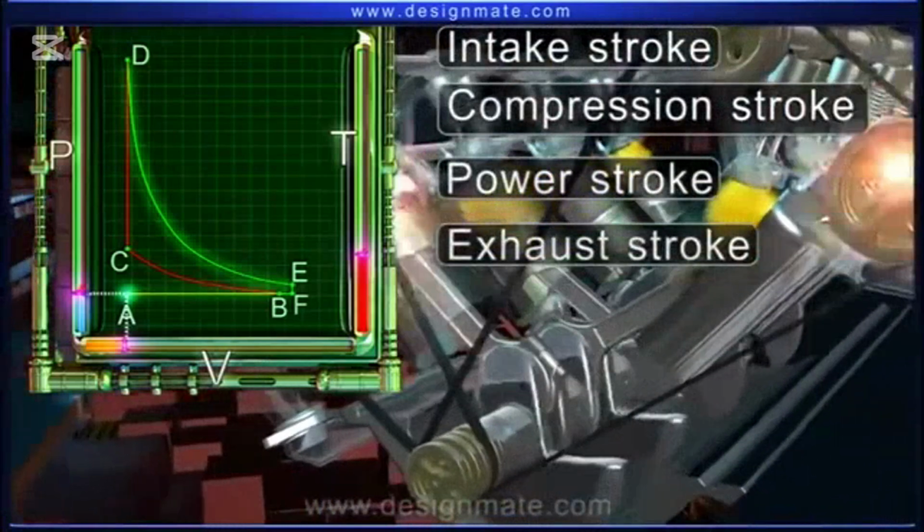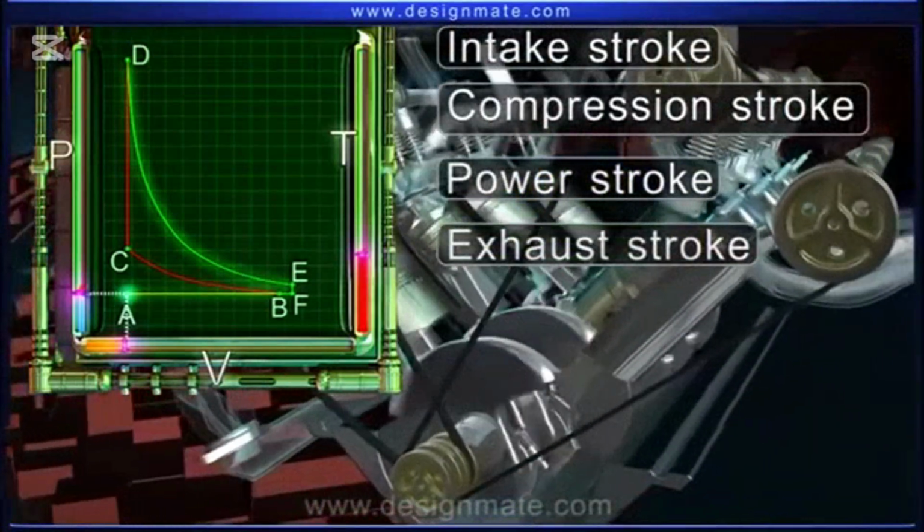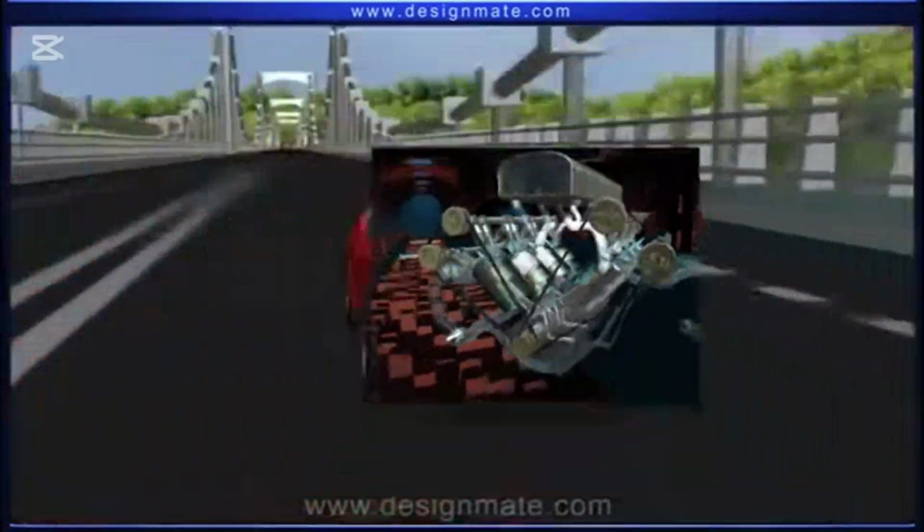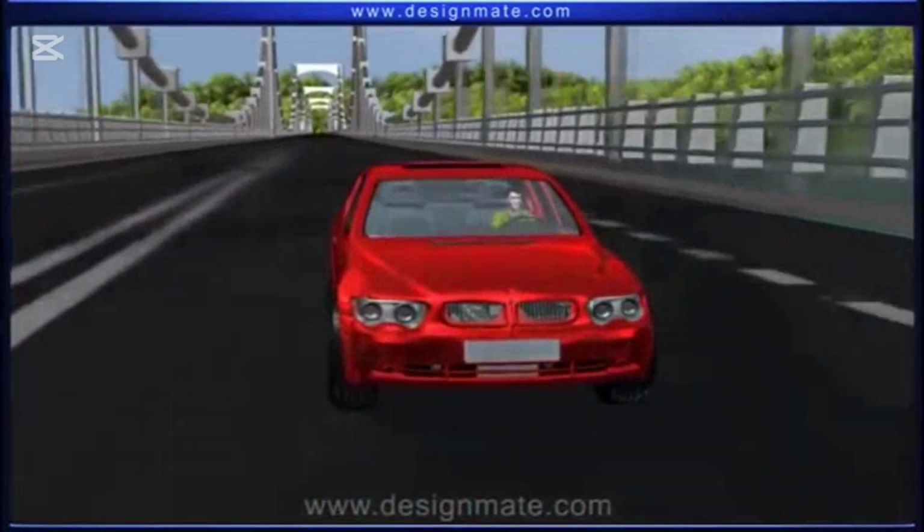These four strokes of the engine cycle keep repeating, and the engine continues to work, enabling the vehicle to continue its motion.